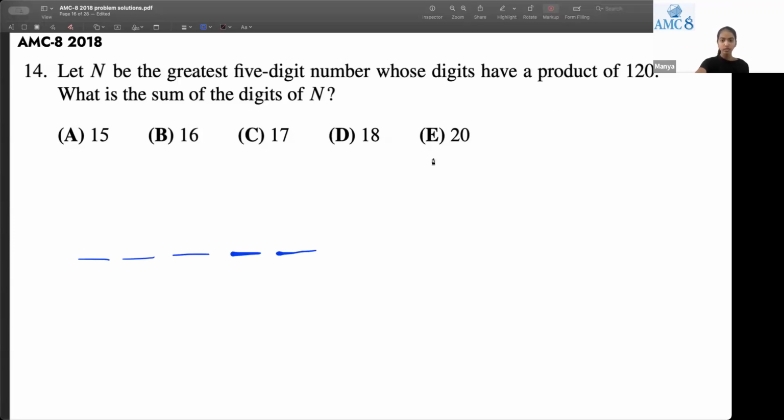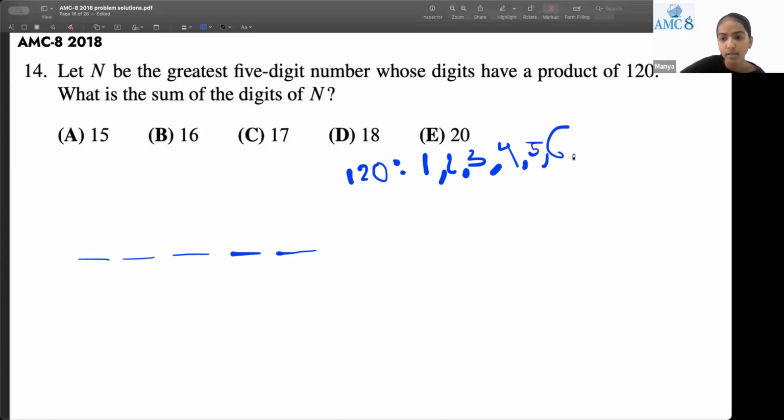And so we're going to list out all of the 1-digit factors of 120. Remember, the 1-digit factors of 120 are 1, 2, 3, 4, 5, 6, 8. These are all of the 1-digit factors of 120.